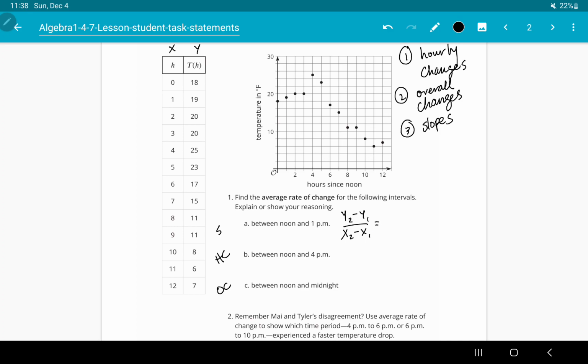So here are my 2 points. I'm going to do my y values first. So 19 minus 18. And on the bottom, I'm going to subtract my x values, 1 minus 0. So this is going to give me 1 on the top and 1 on the bottom. So my average rate of change for the first one should be 1.